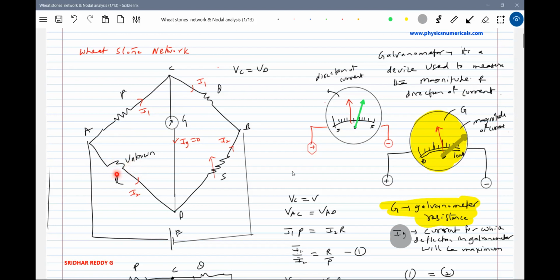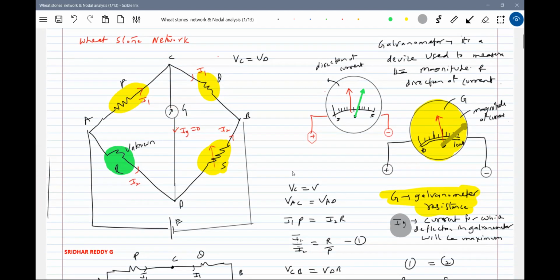So I'm going to connect it in this branch. I'm going to call this a branch. AC is one branch, CB is one branch, BD is one branch, and AD is one branch. The unknown thing, I'm going to connect it here. These branches are known. I can adjust the value of S, which is variable, till the deflection in the galvanometer will be 0.